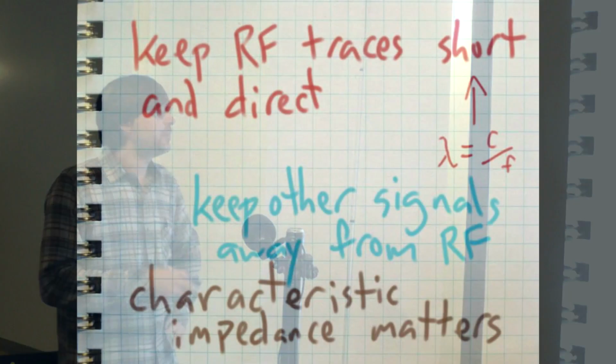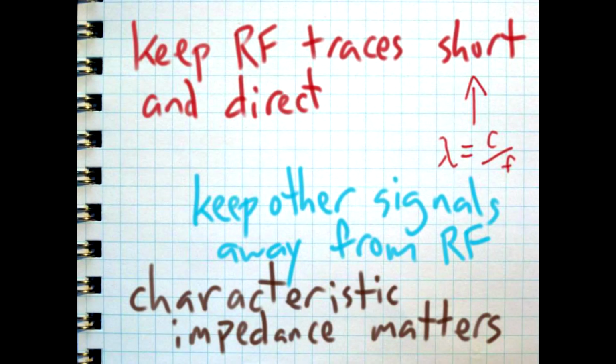Of course, that becomes a bigger problem the larger your design is. It becomes a bigger problem the higher the frequency is. But just do that in your head. Just remember 300 million divided by the frequency, and if that seems big compared to your circuit board, don't worry about it. Keep other signals away from the RF signal. Don't run traces right next to your RF signal if you can avoid it. Just keep a little buffer zone there.